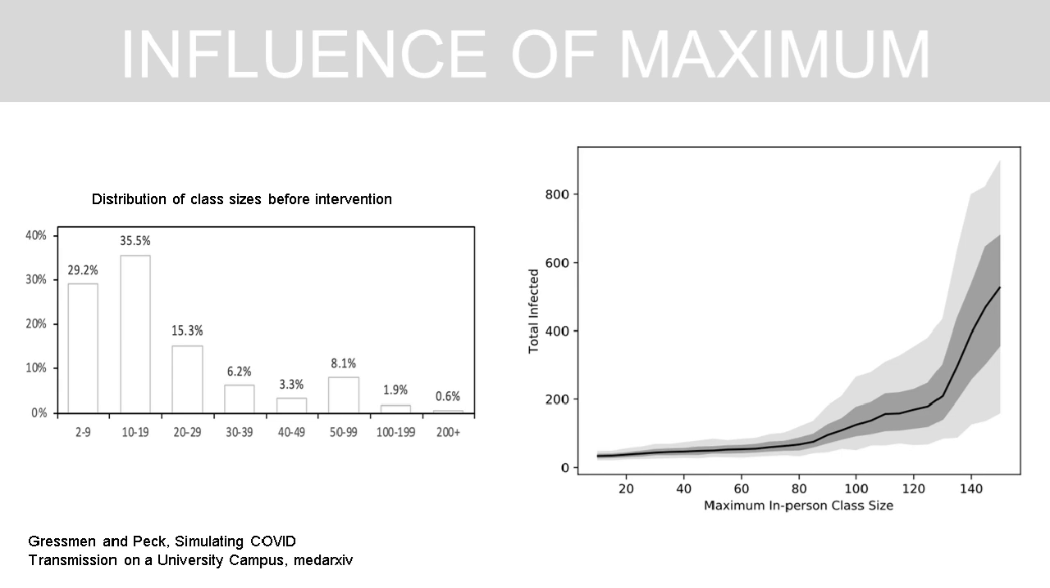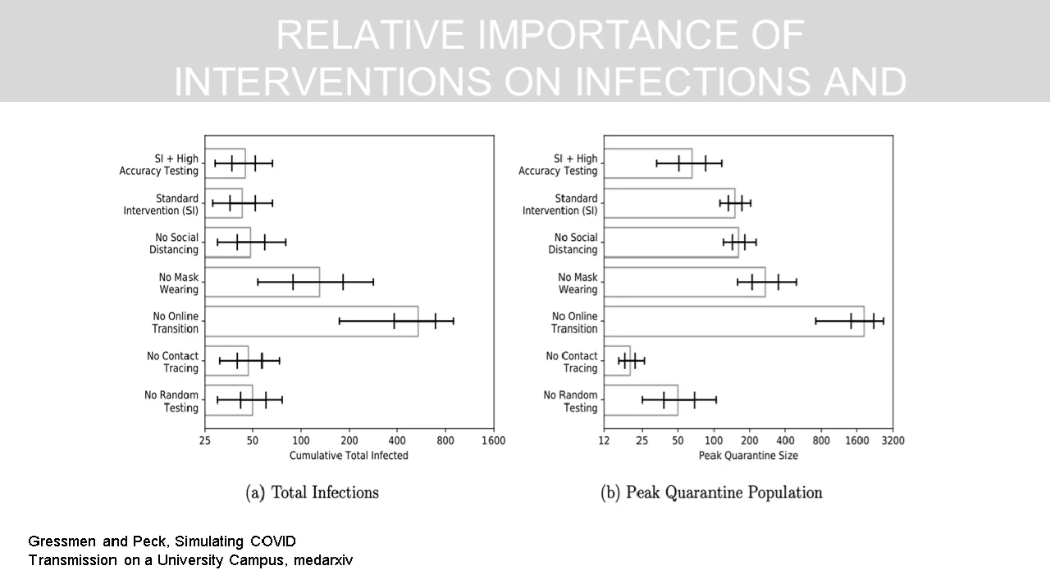And on the right-hand side, you can see, like we saw, that there was a dramatic impact of reducing those very, very large classroom sizes. So a dramatic impact in the total number of infections as we create classroom size caps of 80 or even 60, but kind of a marginal impact of further reductions in those class sizes to the very small classes. And here what they're showing is the impact of each intervention on the total cumulative number of infections on the left and the peak quarantine population observed on the right.